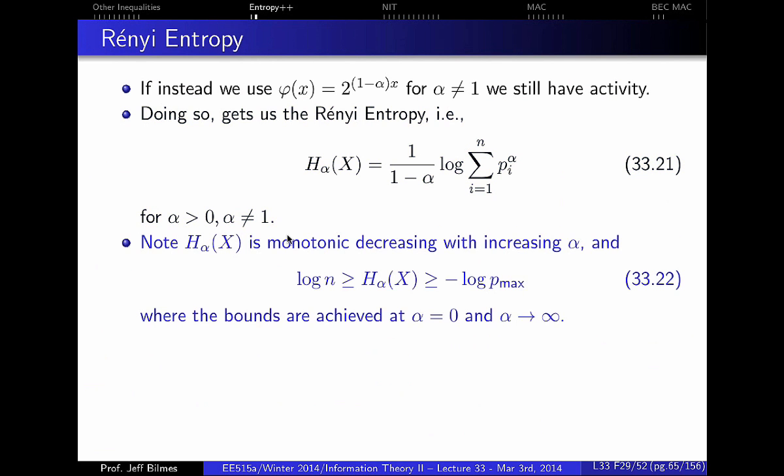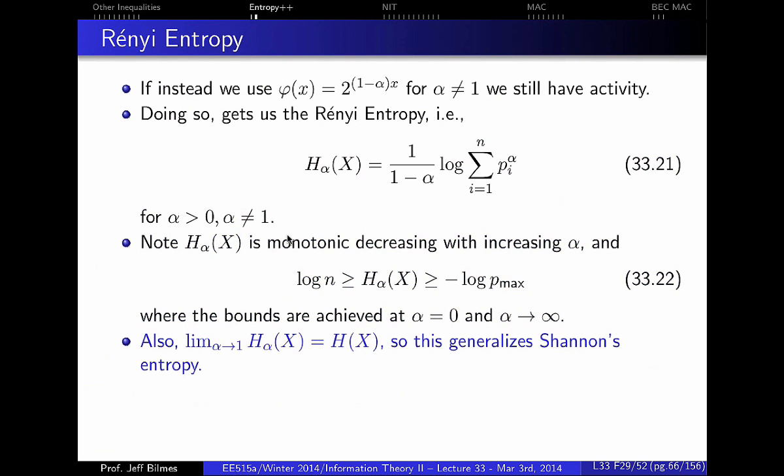We have a certain set of properties of the Rényi entropy. We're not going to have a chance to go into a lot of details about it, but this is another form of information function on probability distributions. It's monotonically decreasing with increasing alpha. And we have these bounds that when alpha is equal to 0, it's equal to log of n. And when alpha approaches infinity, it's negative log of the maximum probability. And interestingly enough, also if we take the limit as alpha goes to 1, we get back the regular entropy. So in some sense it generalizes.